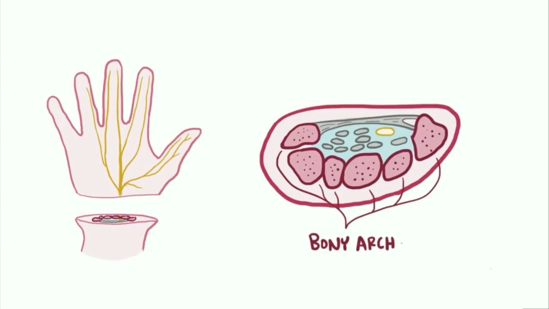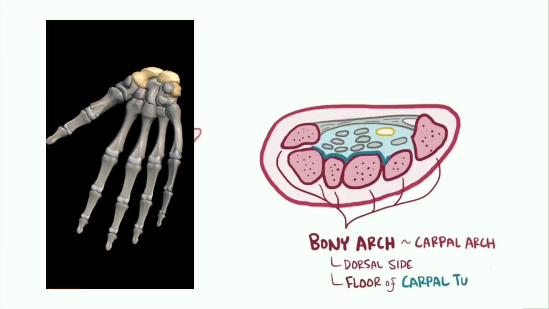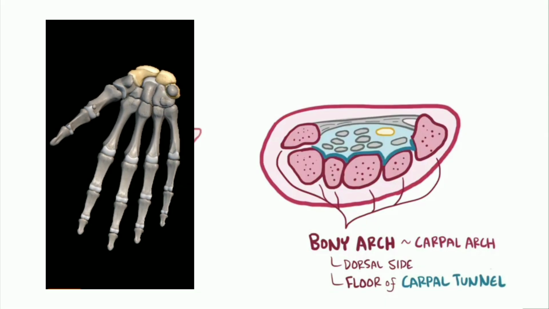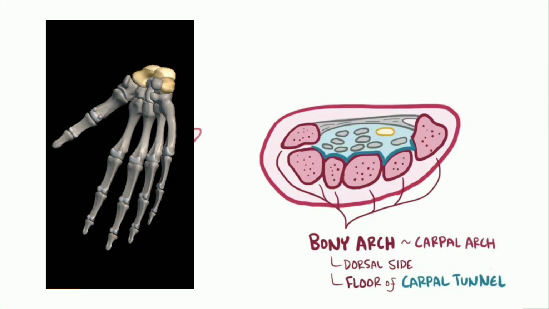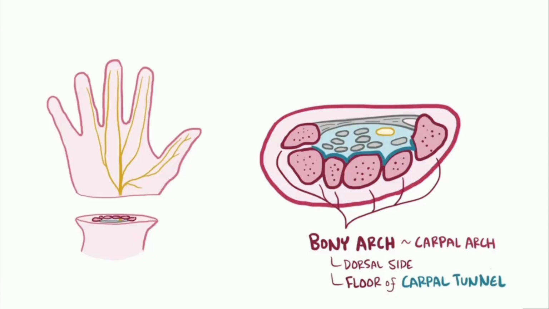Anatomy of carpal tunnel syndrome. The floor of the carpal tunnel is formed by the carpal bones, which include the scaphoid, lunate, and triquetrum. These bones form the bottom part of the tunnel, providing structural support.